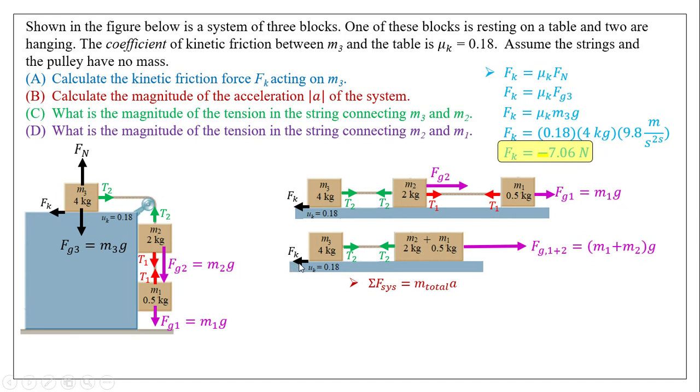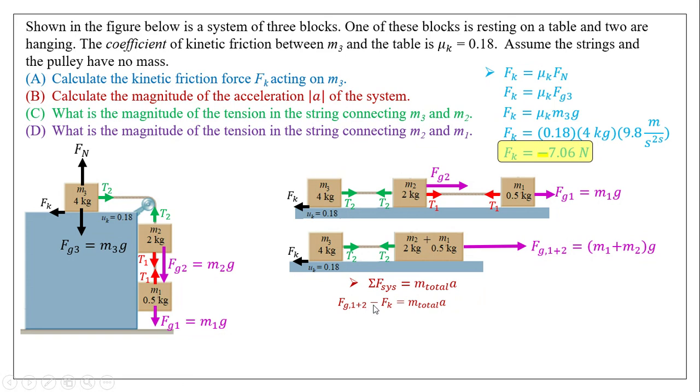But the only thing you cannot combine is f of k. So really in this particular problem, I just have f of g 1 plus 2 minus f of k, because again, I'm ignoring the tensions in the string here because they naturally cancel out. So here's my work, f of g 1 plus 2. That's going to pull the system to the right.